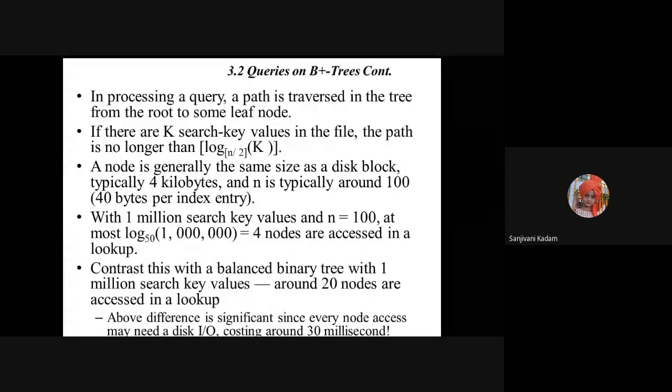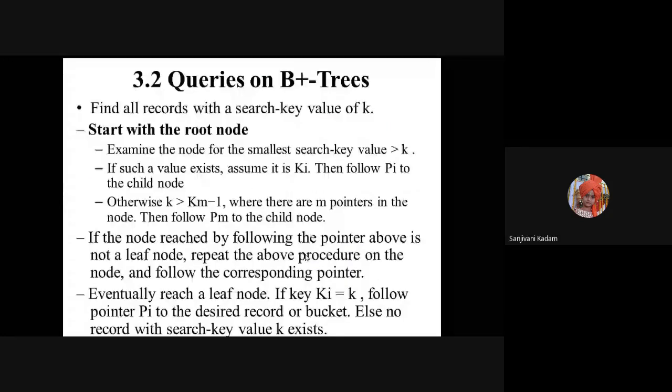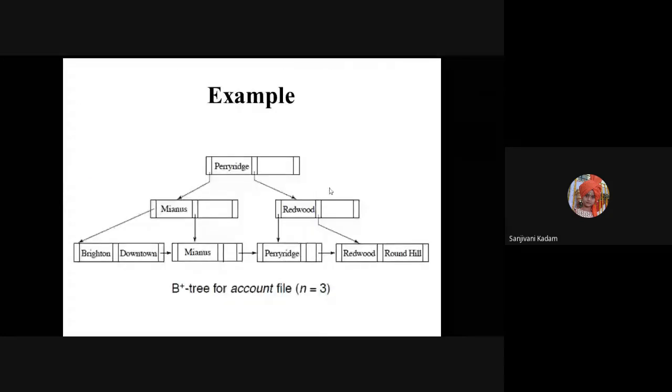Okay, in contrast, in a balanced tree with 1 million search key values, around 20 nodes are accessed in a lookup. So there is also the concept of balanced trees where there is no repetition of the elements, but in case of B plus tree, we are having repetition of the elements. Just like here, we are having repetition. Every internal node or root node element you can find on the leaf node as well. So in case of balanced trees, the structure is somewhat different, and each element will be at only a single position. There cannot be multiple positions.